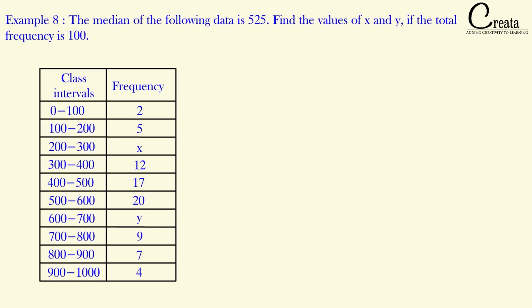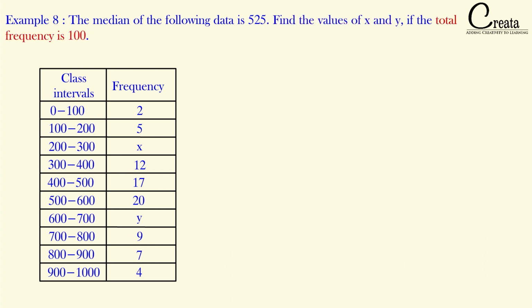Further, let's take one more example, which is a very interesting example. Example number 8. The data is given, the class interval and the frequency are given, and we have to find the missing values x and y. Further, in this question, the median is given. We do not have to calculate the median. Median is already given as 525. And we have to calculate the value of x and y.